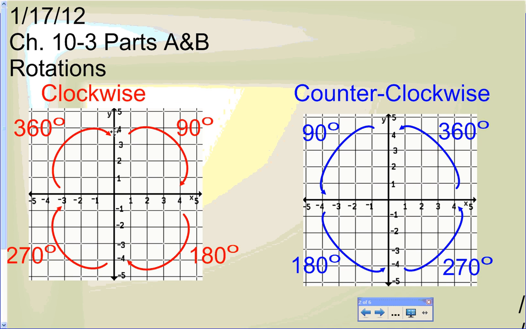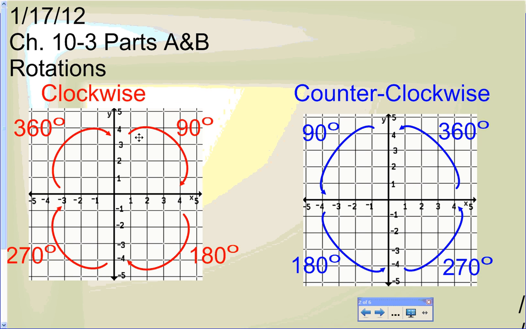So if you move an object from here to here, that's 90 degrees. Another 90 degrees would get you to 180, plus another 90 is 270, plus another 90 is 360 where you started. So each quadrant represents a 90-degree rotation.